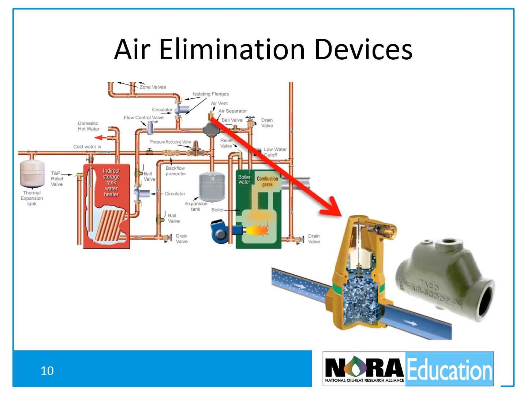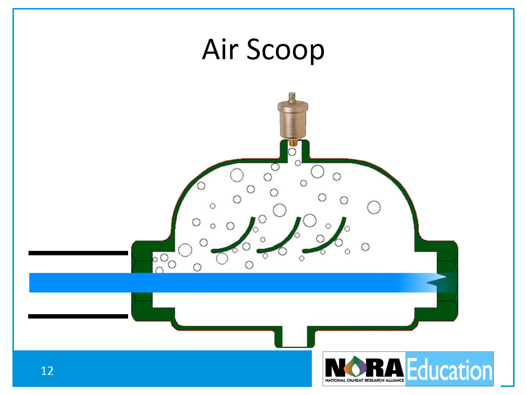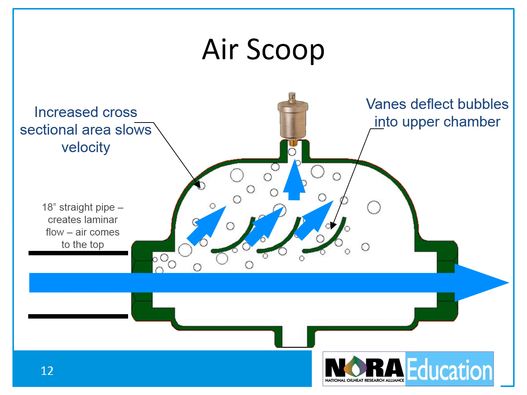Air elimination devices are used to control air bubbles in the heating system. There are two main types. First, we'll look at air scoops. As water enters the scoop, its velocity slows down, causing air bubbles to separate and rise into the upper chamber where they pass out of the system through an air vent. Air scoops will not function properly unless there is a minimum of 18 inches of straight pipe on the inlet side.